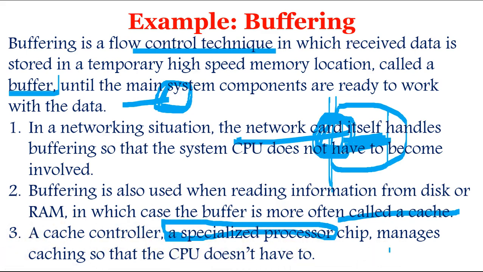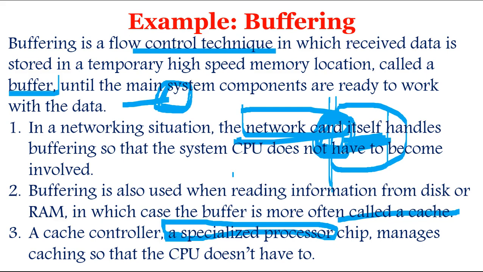In both conditions, in a networking situation the LAN card, or network card, will handle it, or this specialized processor chip, which is also known as a cache controller. So there are two things which will handle buffering on a PC. If data or any information is being read from disk, a specialized controller chip handles it, and if we are accessing anything from the network, the LAN card handles it. I hope it is very clear.